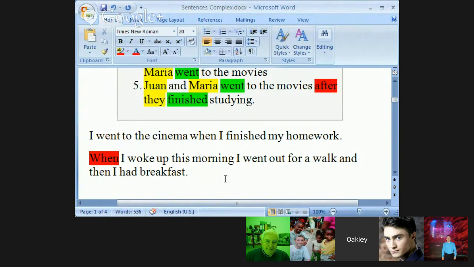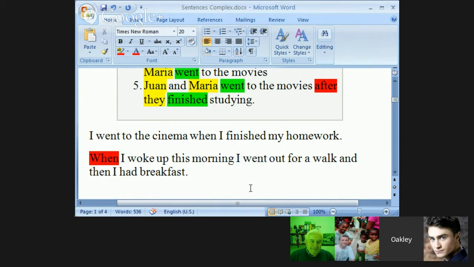So this must introduce the subordinator. It must introduce another independent clause. Without the subordinator, what you're looking at should equal an independent clause. I woke up this morning, which it does. Okay, terrific. Then I have introduced another subject and verb.